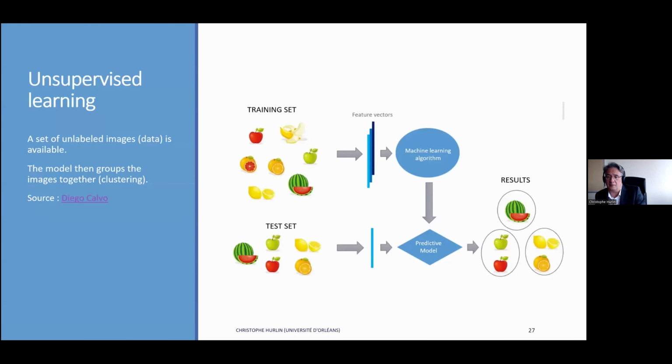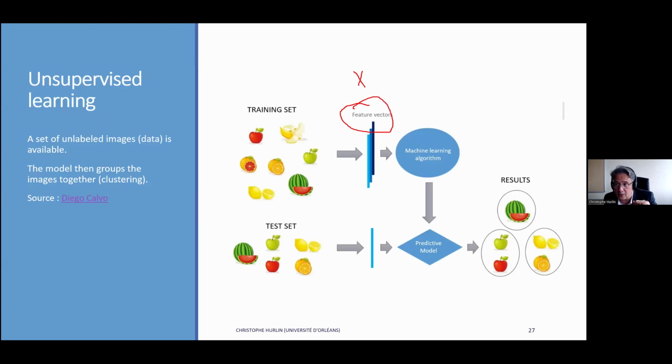Let me illustrate. In this case, we have a training set and a test set, and you have some images of fruits, but in this case we have no labels. So we don't say this is a citrus, we don't say this is a watermelon, this is a banana, etc. We don't put a label on the data. So we don't observe Y, we have only the X vector.